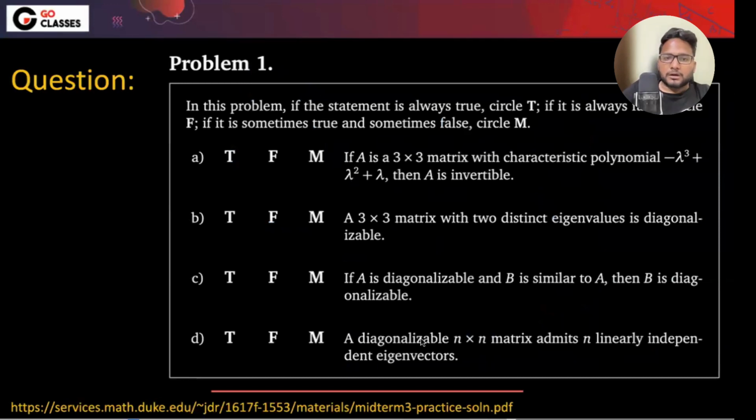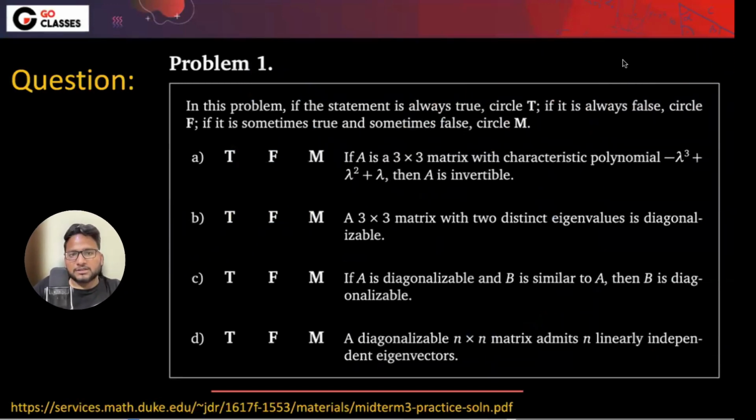Now let's just see this. This is a true false question. In this problem, if the statement is always true, then circle true. If A is 3 cross 3 with this characteristic polynomial, then A is invertible. What do you think?